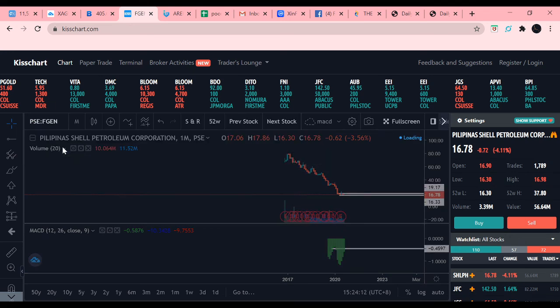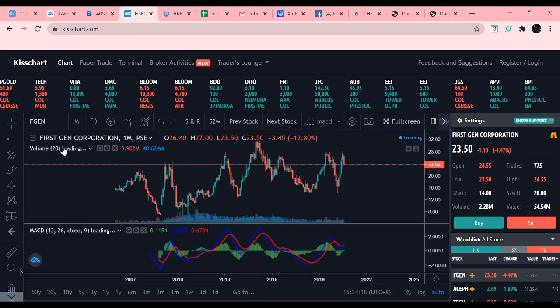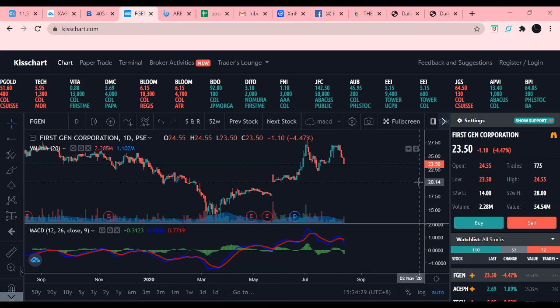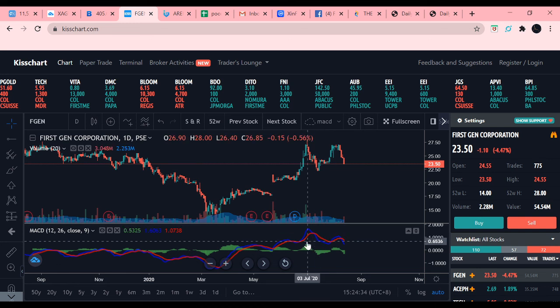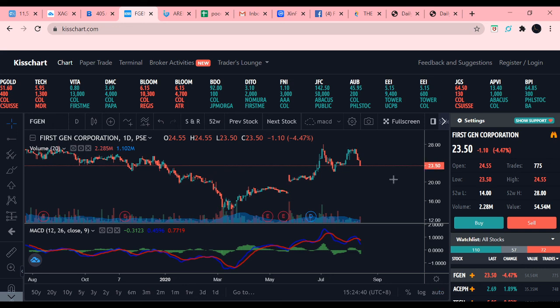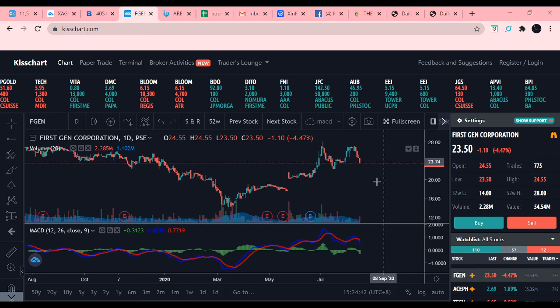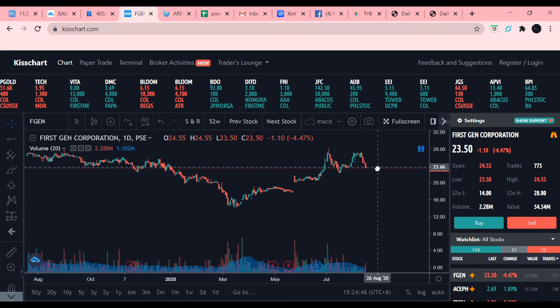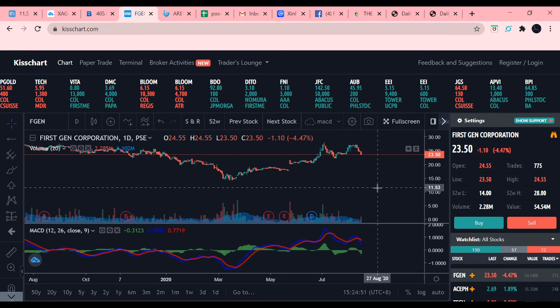And then FGEN. So, let's see naman tong FGEN. It will be the last. Nasa monthly pala ako. Palitan ko lang siya ng daily. Ayun, nagkaroon siya ng, wait. Tinitingnan ko. Ano ba yun? Sorry. Medyo mabagal. Wait.